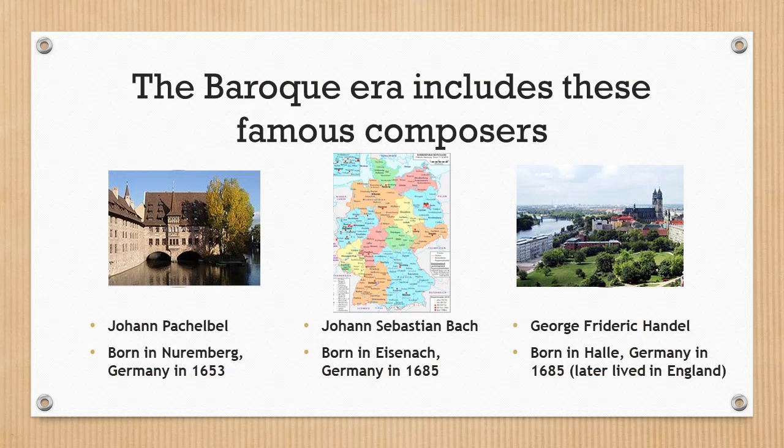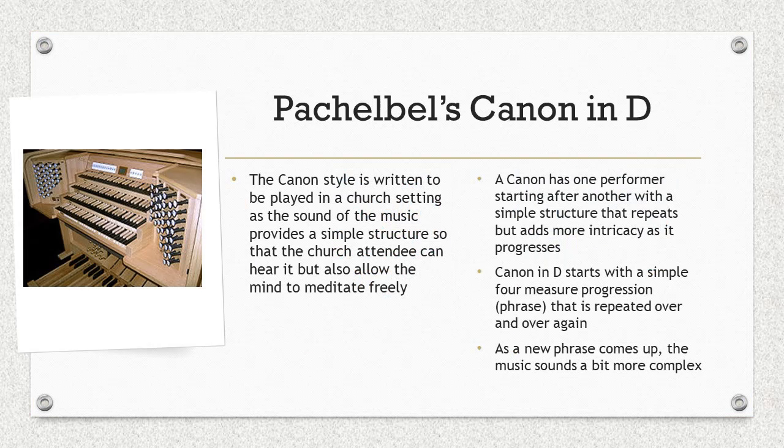Some to mention are John Pachelbel, who was born in Nuremberg in Germany in 1653, Johann Sebastian Bach, born in Eisenach, Germany in 1685, and George Frederick Handel, born in Halle, Germany in 1685, but he later lived in England. So the first two, Pachelbel and Bach, were very influential in their style of music that they wrote and presented in the church in the Baroque period. One of the pieces of music we presented a couple weeks ago is called Pachelbel's Canon in D.